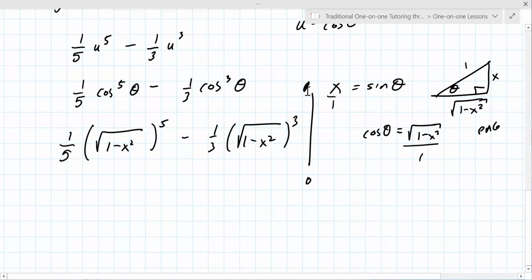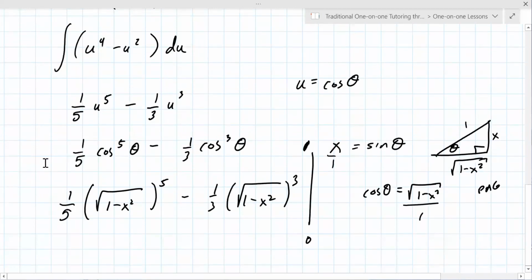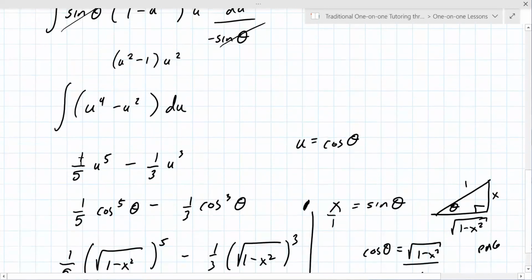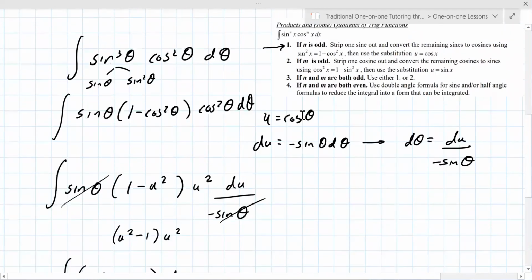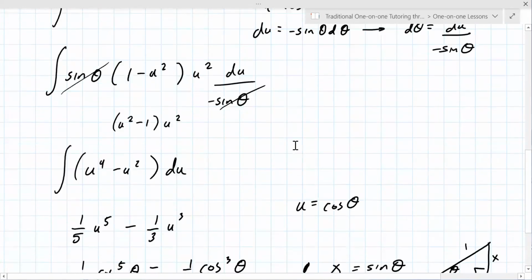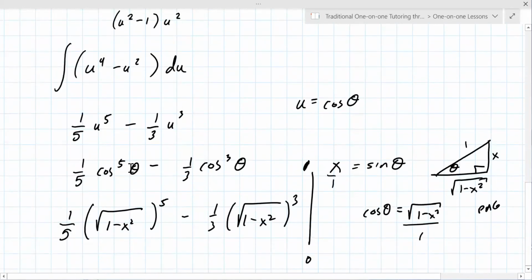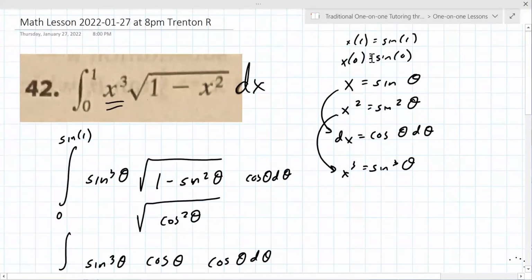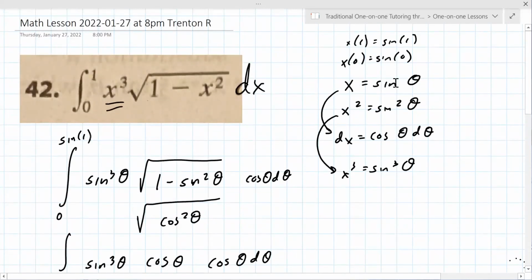Could you walk through how you did that? Went back to the original again? Yeah. So it started here at the first antiderivative, 1/5 u to the 5th minus 1/3 u to the 3rd. That's just the power rule. U is cosine theta because that's what we used right here. So we plug that back in to get 1/5 cosine to the 5th theta minus 1/3 cosine cubed theta. But then it's like, well, wait, our original function wasn't in terms of theta, it was in terms of x. So if you go back, our original substitution was x equals sine theta.